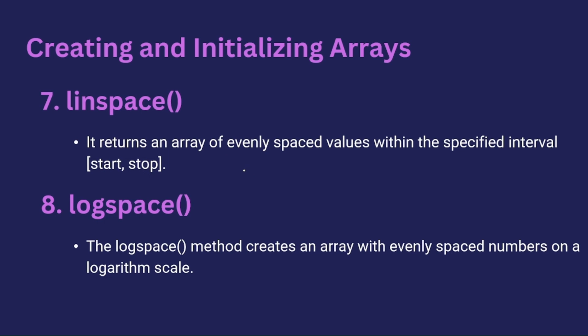Next one is the linspace function. It returns an array of evenly spaced values within the specified interval. It is similar to the arange function, but it doesn't allow us to specify the step count in the syntax. Instead of that, it only returns evenly spaced values over a specified period. It implicitly calculates the step size. I'll write the syntax: numpy dot linspace, start, stop, num and endpoint.